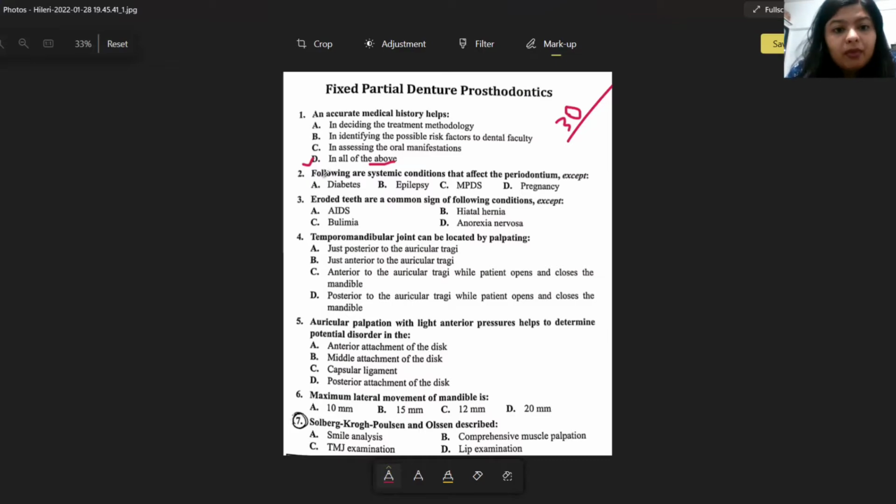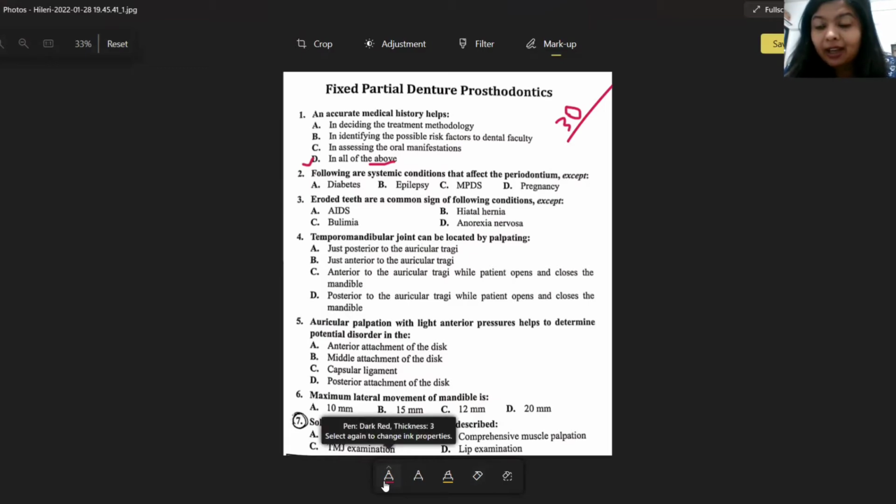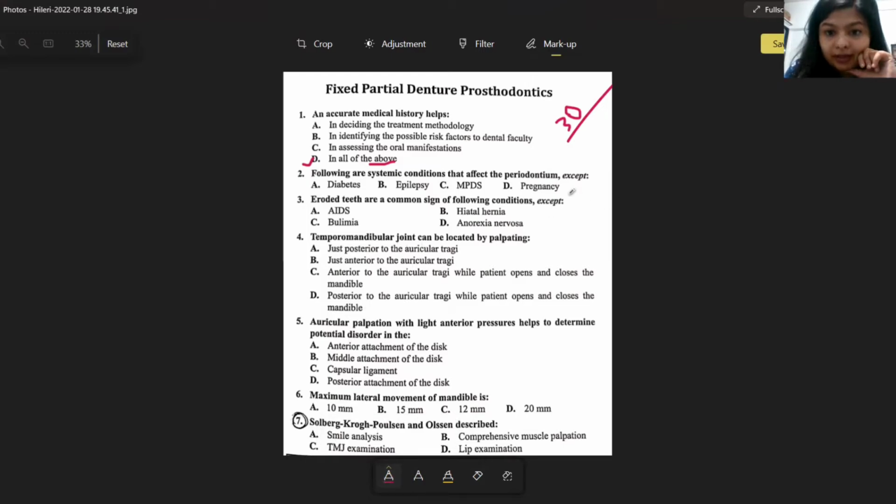Now let's move forward. Following are systemic conditions that affect the periodontium except. Many times, especially when your test starts, you are in so much hurry and so much stress that you don't read this "except" and choose your answer incorrectly. So we don't have to make these mistakes. There is already a lot of competition, so we have to move ahead in such a way that our mistakes are fewer. Read carefully what the question is asking about, and leave such MCQs for your second round. In the first round, you do the questions that are easy and factual, and in the second round you take it easy, read the questions, process them well, and then choose.